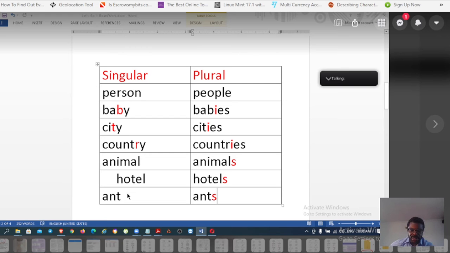When it ends with a vowel before the Y, what do we do? We simply add S at the back of it. Okay, I think that's going to be all about it. We'll talk more on singular and plural when you join me at the Zoom meeting.